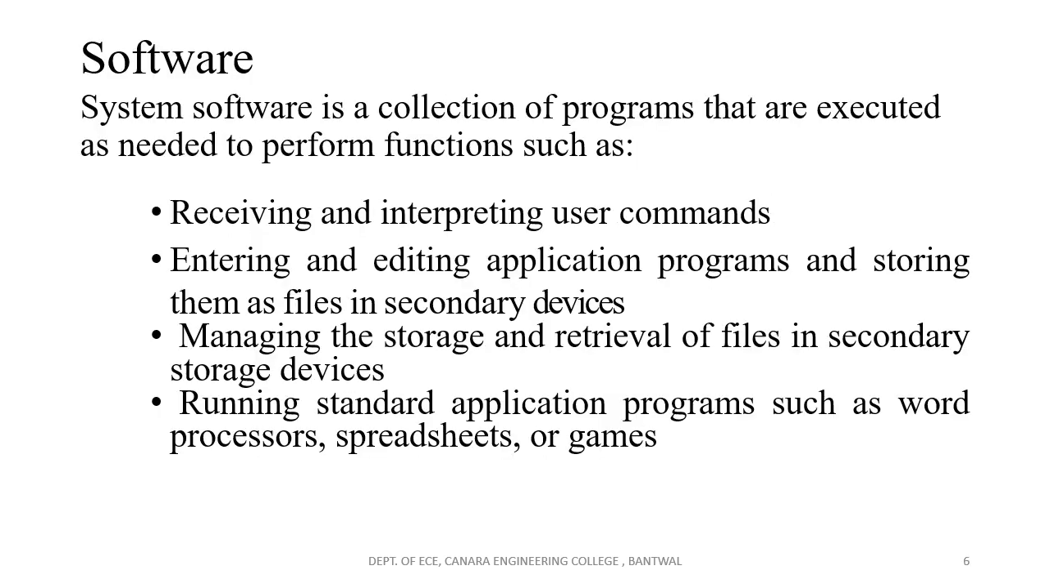The software in computer systems can be classified into different types, such as system software, application software, text editors, operating systems and so on. The system software is responsible for the coordination of all the activities that are carried out by a computer system. It is responsible for the proper functioning of a computer system. So this system software is a collection of programs that are executed as needed to perform the functions.